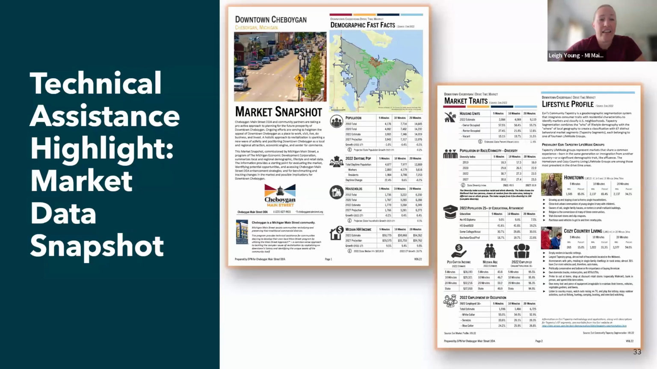This is a highlight of our market data snapshot. So this is an example of some of the market data that we provide to our communities, and we update this every other year. So the market snapshot shows basic demographic data, but then also shows those market traits with the retail surplus and leakage data. And then we also show psychographic data so that communities can really dive into their customer behaviors and preferences.